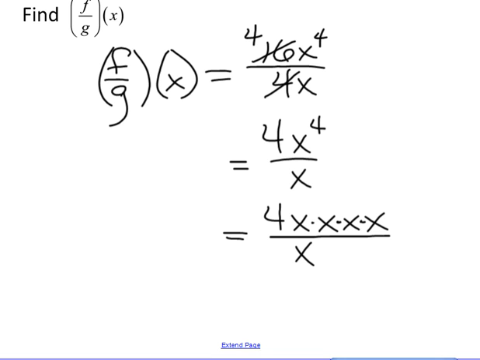And you know that x divided by x will give you 1. And what we have left over is 4x to the 3rd.